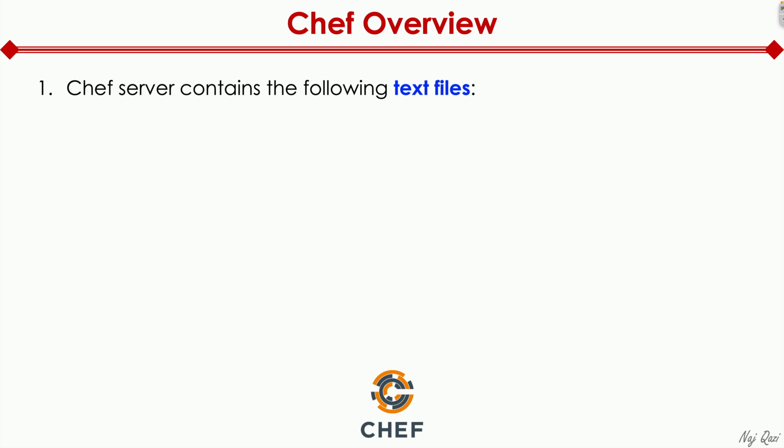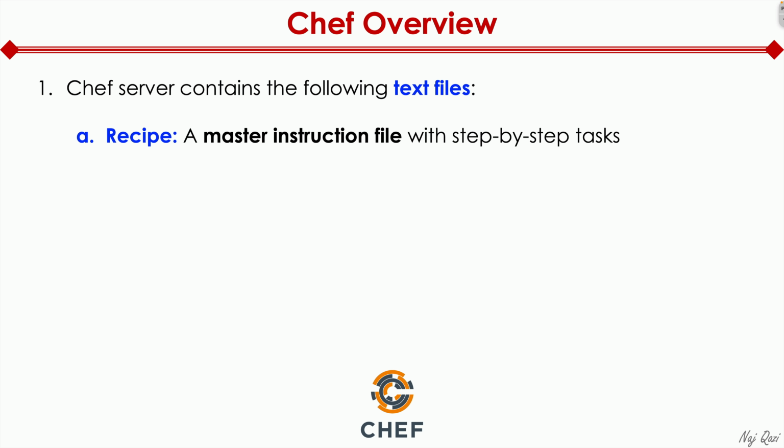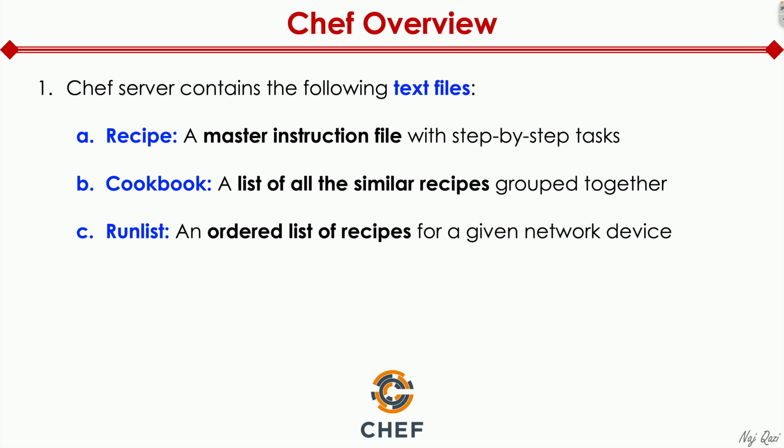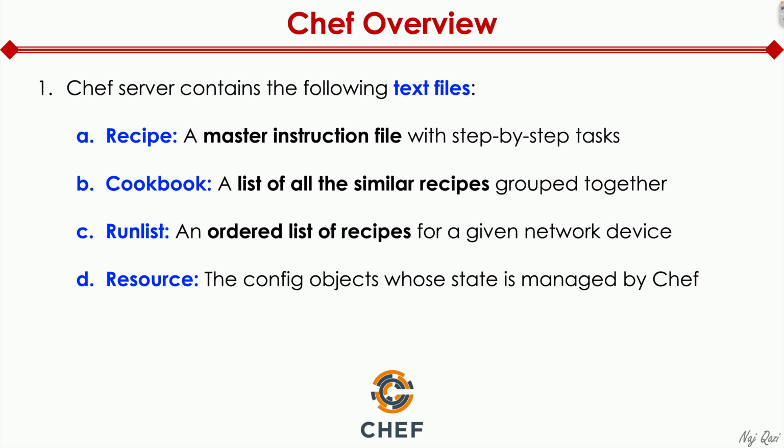And here are a couple of text files that are contained after you're done installing the Chef server. You have a file called recipe. This is the master instruction file with step-by-step tasks. The next one is cookbook. It's a list of all similar recipes grouped together. Another one is called run list. It's an ordered list of recipes for a given network device. And finally, there's a text file called resource, the config objects whose state is managed by Chef.